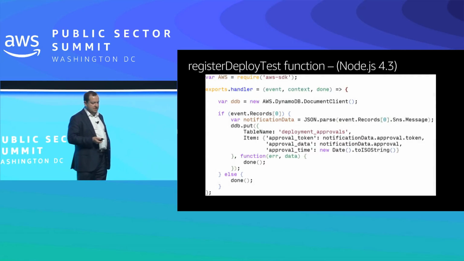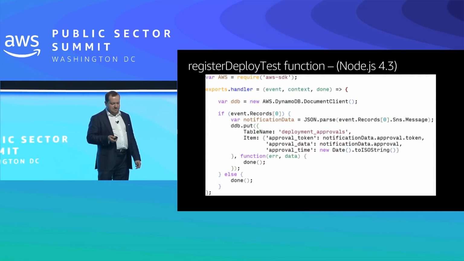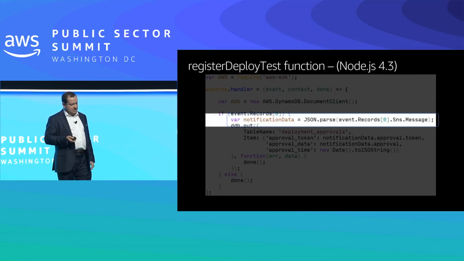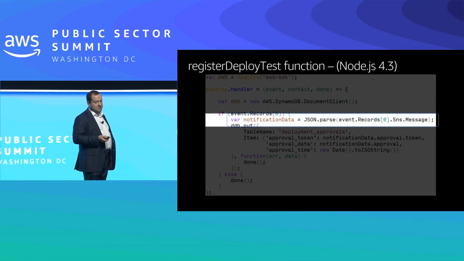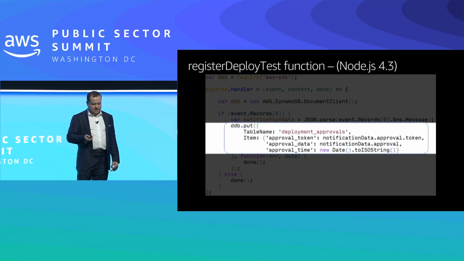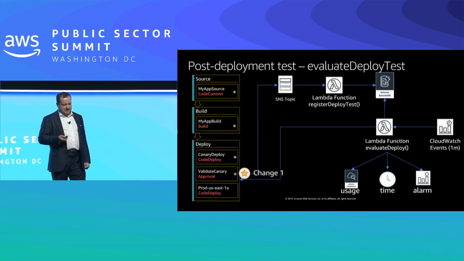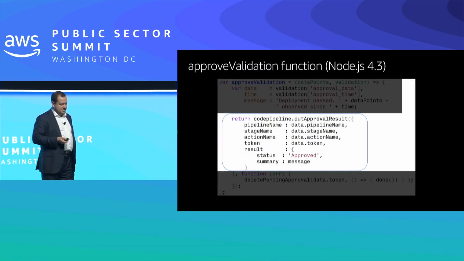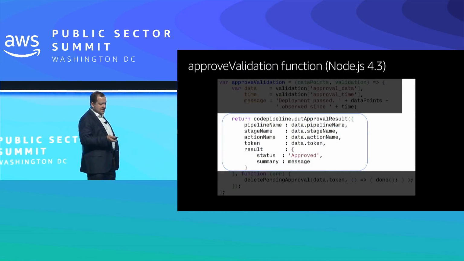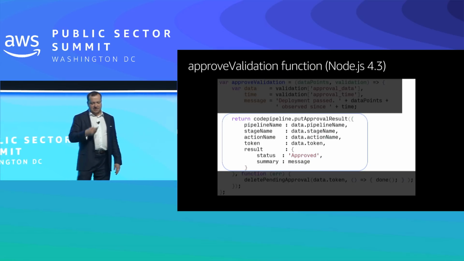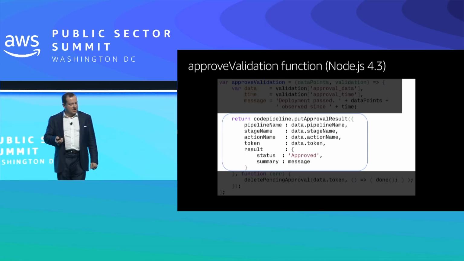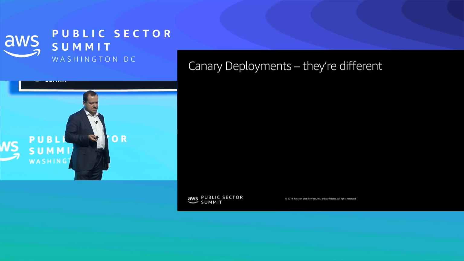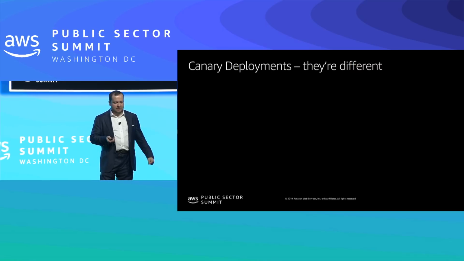So this function, for example, this is a node. So again, this just writes to a DynamoDB table, and it writes data, right? And my Lambda function here is basically looking at that data, and when it hits whatever the metrics are, it'll go in and approve my manual approval. So this code, you can find it on GitHub, by the way.